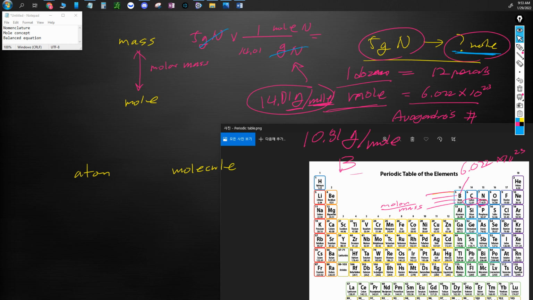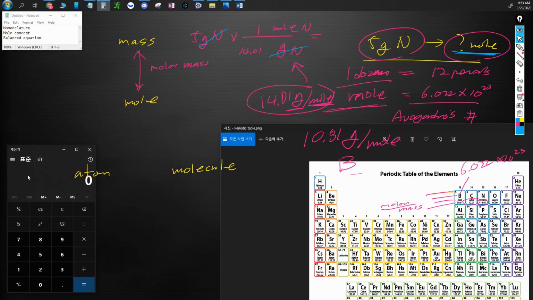Let me pull out a calculator. Here we go. 5 divided by 14.01 will give us 0.356, well, 0.357 I guess. 0.357 moles. Pretty easy stuff.